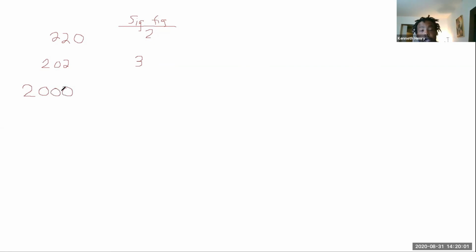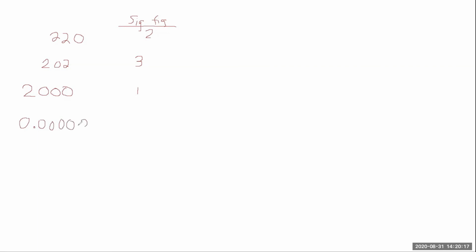This guy here, how many sig figs? 1. Okay. In this case, these zeros are leading zeros. These are kind of space holding zeros, just like these guys, these are space holding, these are lagging zeros. So leading and lagging zeros don't count towards your significance, okay? So this guy would have 1 significant figure.